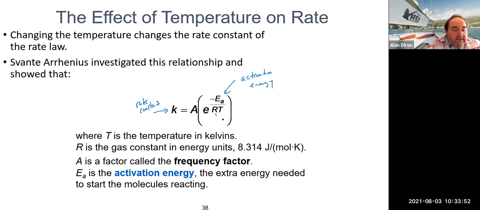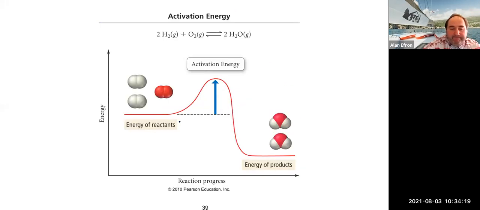R is our gas constant, but it is the one that involves energy, so that's the 8.314 version of it. And T here is capital T, which is our temperature in Kelvin. A is the frequency factor, and as we'll talk about, it's the proportion of molecules that really do have enough energy to get up and over to the other side.